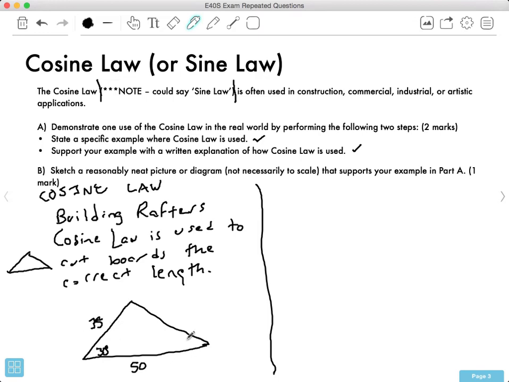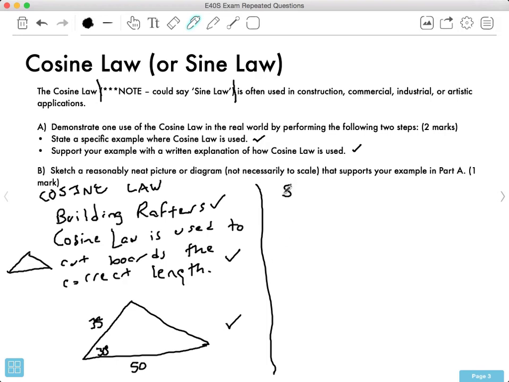Okay. You don't have to solve this problem. You don't have to put it into the cosine law and find the missing side. You just have to give an example that somebody would use the cosine law to solve. This gets you 2 marks, one for building rafters, one for saying you're going to cut the boards to the correct length, and one for the diagram.